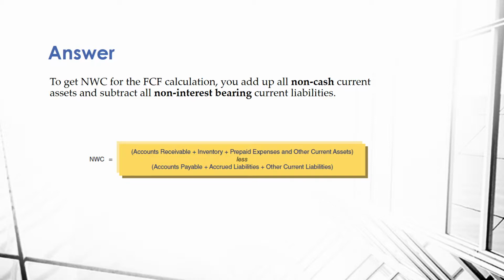So net working capital would equal accounts receivable plus inventory plus prepaid expenses and other current assets, less accounts payable, accrued liabilities, and other current liabilities.